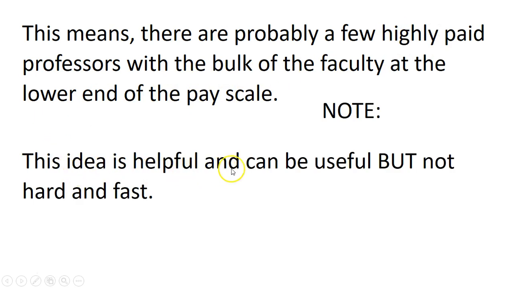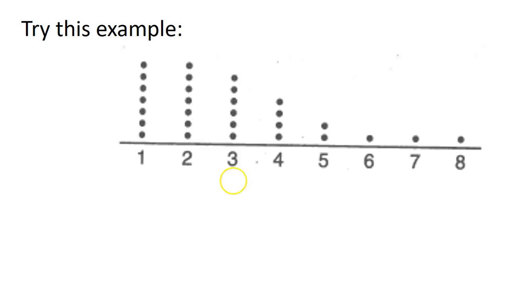This idea is helpful and can be useful, but it's not a hard, fast rule, so I need you to keep that in mind when we're doing this. It's a good rule. It helps, but it's not the end-all, be-all is what we're saying. So, look at this example. It looks skewed to the right. If I was to guess, I'm probably thinking that my average is probably somewhere around in here, and my middle is probably somewhere over in here, right?